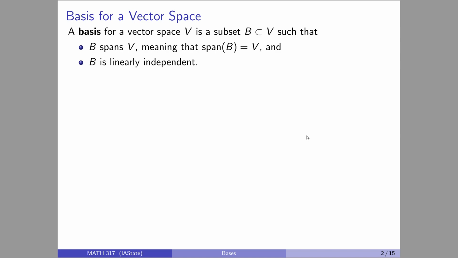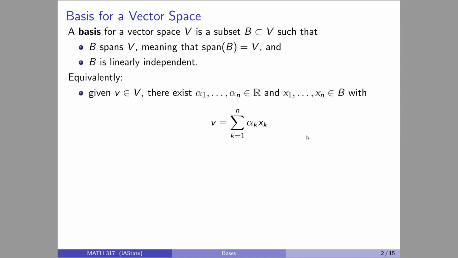Okay, so to be a basis, you need to check two things. If you're proving something is a basis, you have two things to do. Show that it spans, and show that it's linearly independent. So, first off, the spanning part means that for any vector V out of V, we can find a linear combination of elements out of B that equal V. In other words, I can find scalars alpha 1 to alpha n, and vectors x1 to xn, note the vectors coming out of B, so that V is a linear combination. You can scale those up and add them, and you get V.